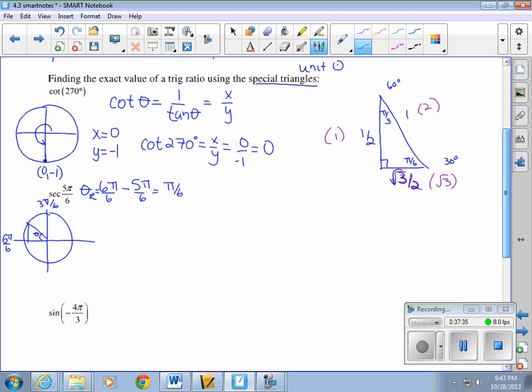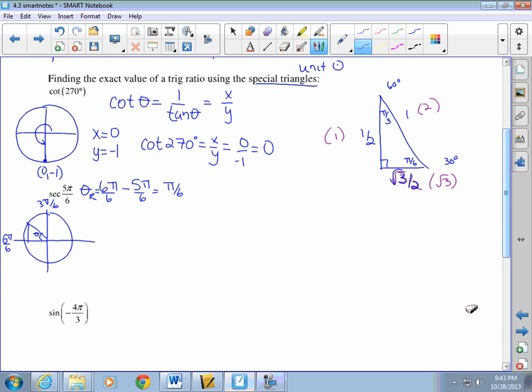So it doesn't matter which ratio you use. If you use the unit of 1, then you'll have 1, 1/2, square root 3 over 2. If you're using the value of 2 for the hypotenuse, then it's 2, 1, square root 3. Either way is still going to get you the same answer. Use the one that you're most familiar with. Okay, so pi over 6 is what we're looking at. So I want to find secant of pi over 6, because that's my reference angle.